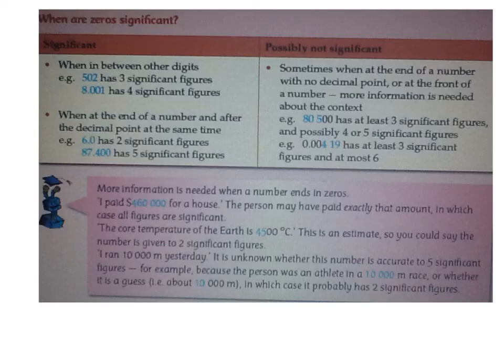Read the information on this page. It is quite important, but don't get confused about it. When are zeros significant? You can see in the examples 502, there are 3 significant numbers. 8.001, there are 4 significant figures.